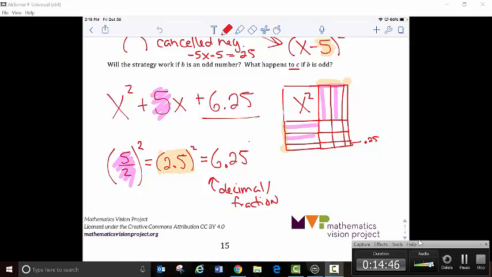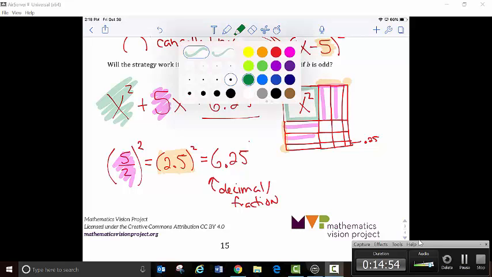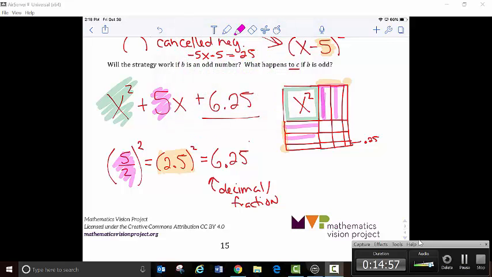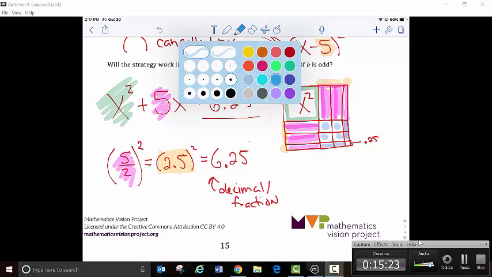And let's look at our picture and see how that works. Okay, we had our x squared, our basic spot right there. We again had the 5 x's. 1, 2, 3, 4, plus 2 halves, that makes 5. And then we need 6.25 of these squares. So let's think. 1, 2, 3, 4. Here's 2 halves, that's 5. Here's another 2 halves, that's 6. Oh, and we have our little quarter.